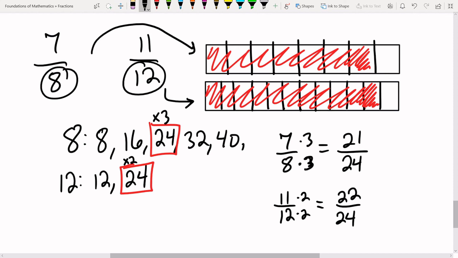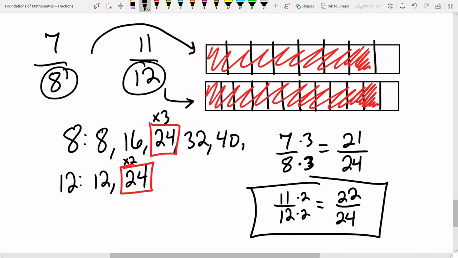And now you see that we have the same portions in both of them, 24, and we have parts that we can directly relate. 22 out of 24 is more parts than 21 out of 24. So 11/12 is a bigger fraction out of 24.